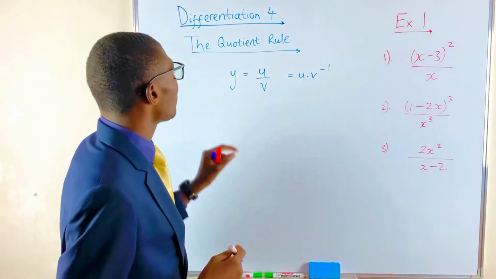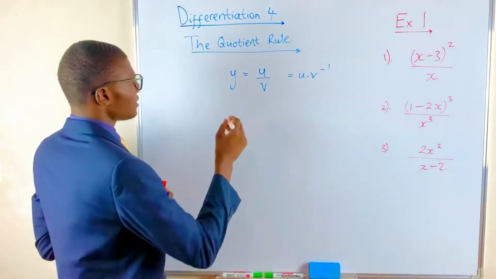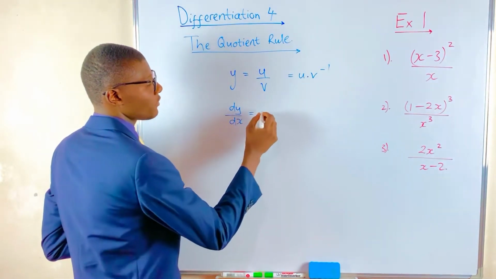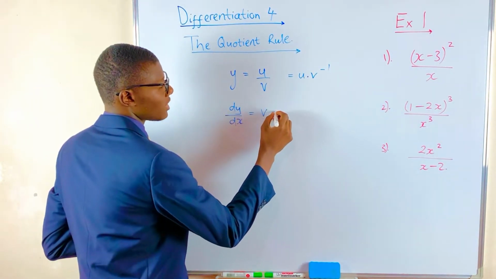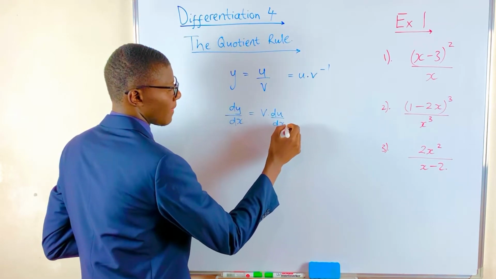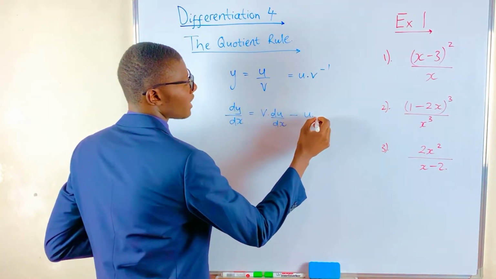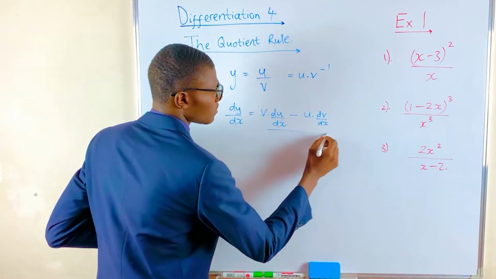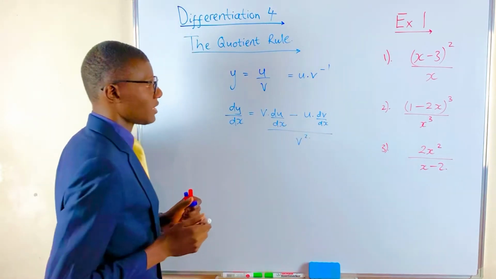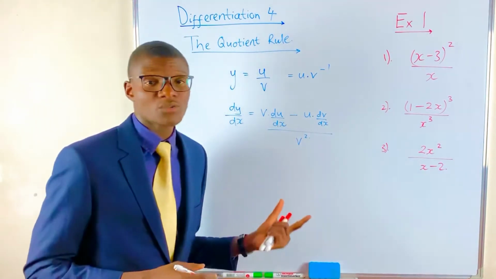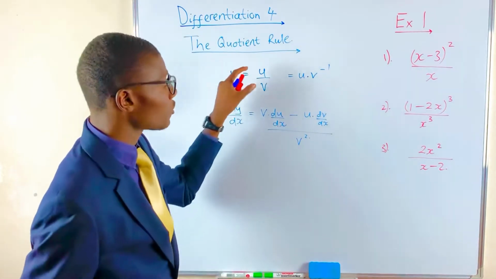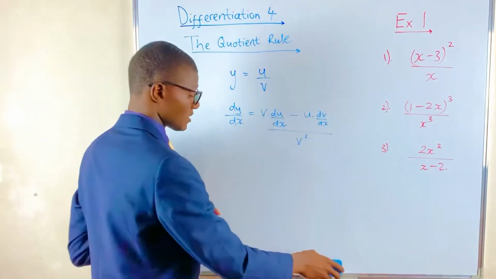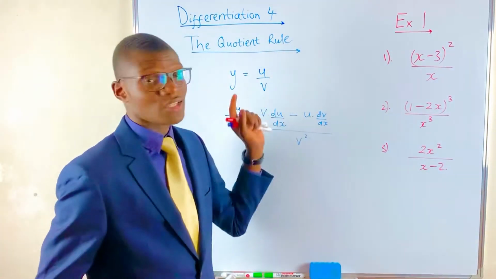So to differentiate a quotient, we say dy by dx is equal to v times du by dx minus u times dv by dx, all of this over v squared. This is what we call the quotient rule, for which both u and v are functions of x. Now let's attempt those questions by differentiating using the quotient rule.